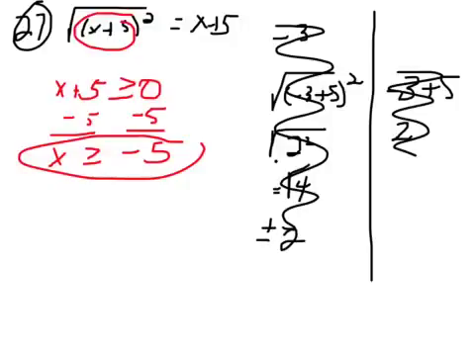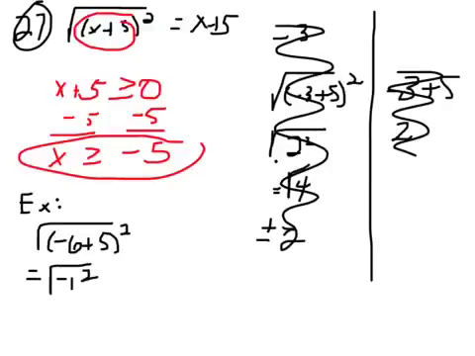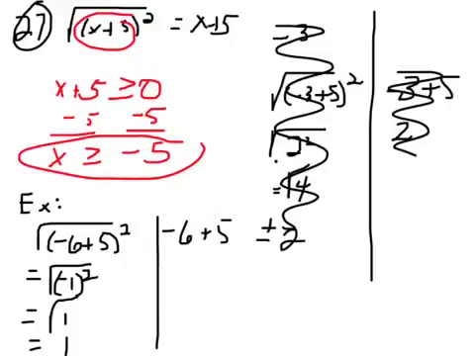Let me try another one. I need something less than negative 5. Let's try negative 6. I meant to show you an example that didn't work, and I showed you one that did work. Let's say negative 6. Negative 6 plus 5 squared, well, that's the square root of negative 1 squared, which would be the square root of 1, which would just be 1. But let's plug it in over the other side. Negative 6 plus 5 on the other side would be negative 1. And so 1 does not equal negative 1.